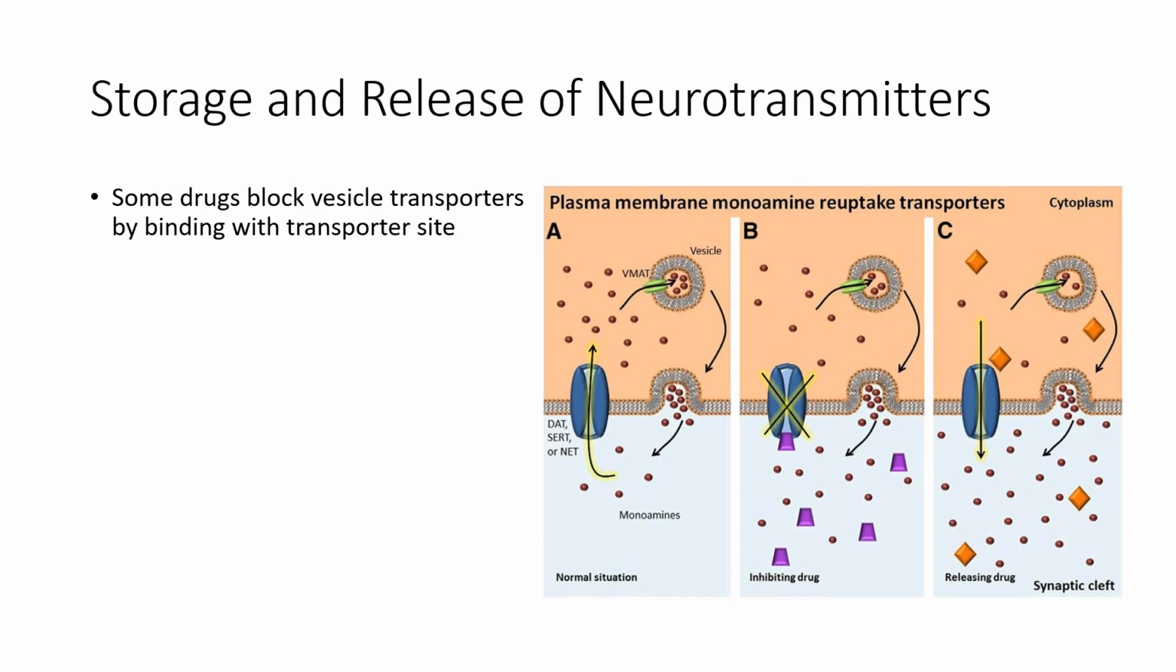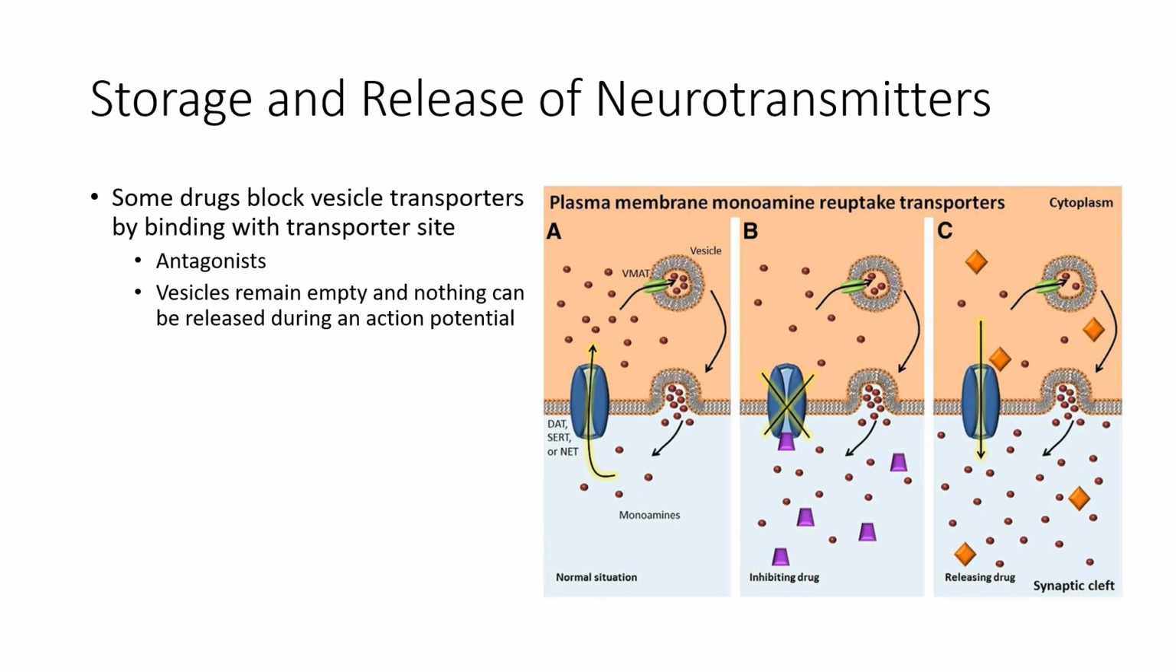Now, as I mentioned a couple of slides ago, there are drugs that interfere with this basic process of how a neurotransmitter is released into the synapse and then taken in by the receiving neuron. For example, some drugs block the vesicle transporters by binding and basically preventing the vesicles from refilling back with neurotransmitter. So these are antagonistic. So these are going to kind of block activity.